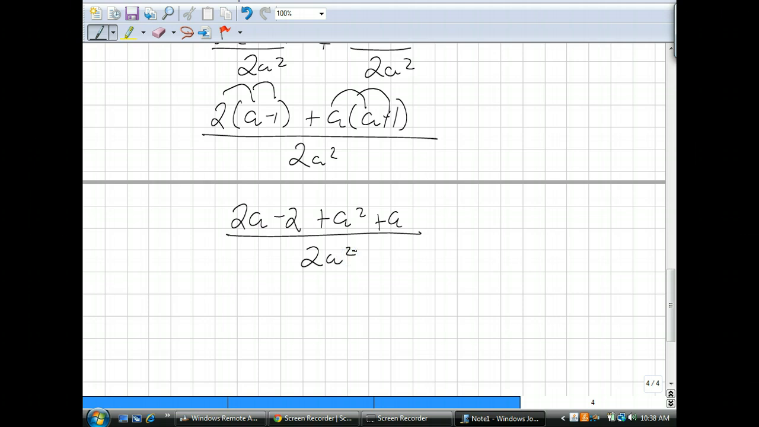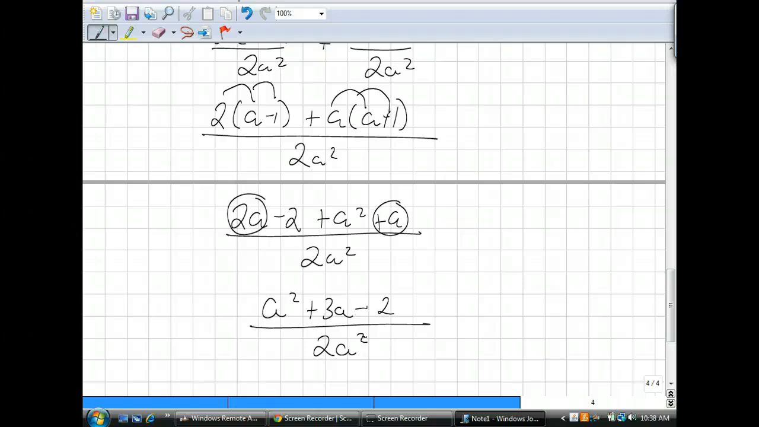Then simplify the numerator, so I'm going to get a squared plus 3a, because I can combine this one and this one, minus 2 all over 2a squared. Then I want to see if I can reduce anything, and the top does not factor. This does not factor, so nothing's going to reduce, so we're done.